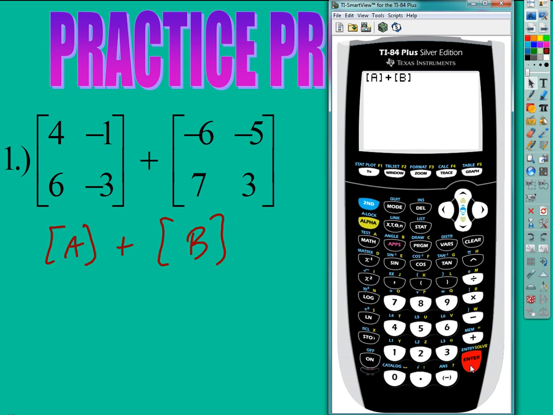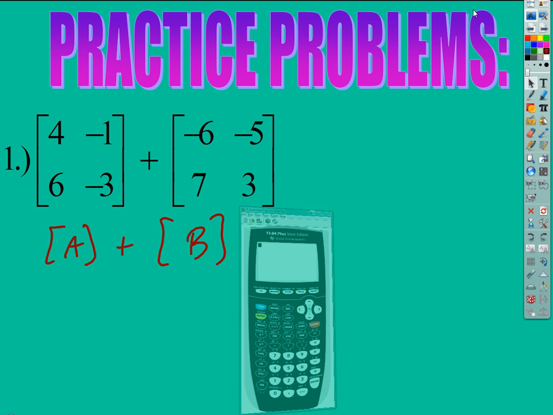Okay, for matrix addition and subtraction, that's a pretty easy thing to do. I mean, you don't really even need to hardly use the calculator for that. But as we're going to see with matrix multiplication, it's a whole different story. Matrix multiplication is much more involved manually than addition and subtraction. Okay, so moving on.